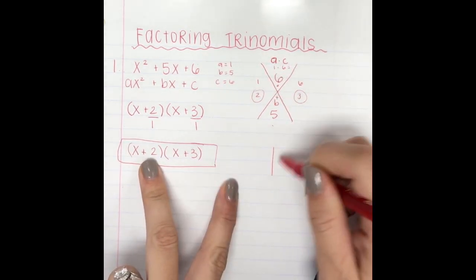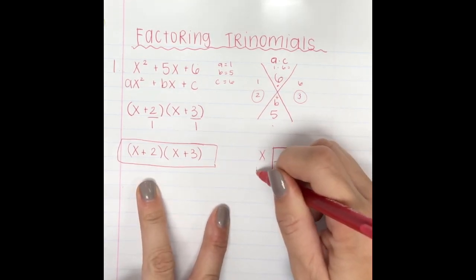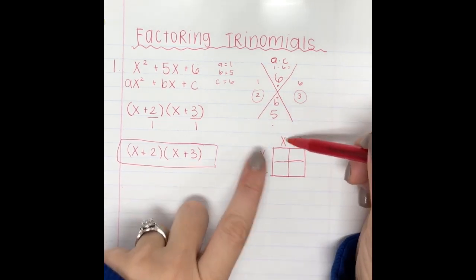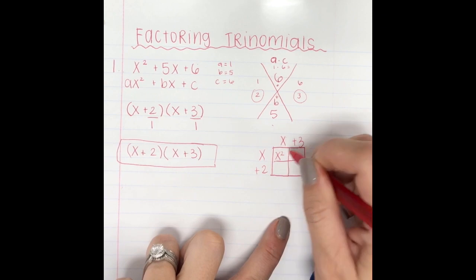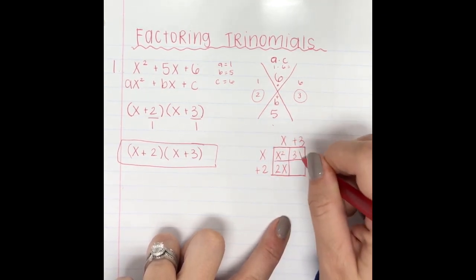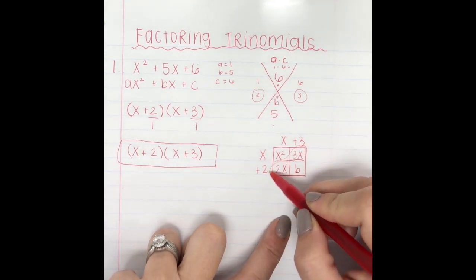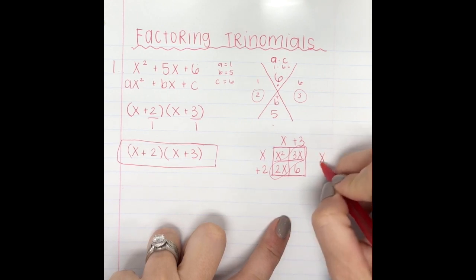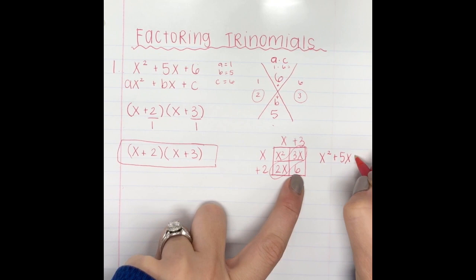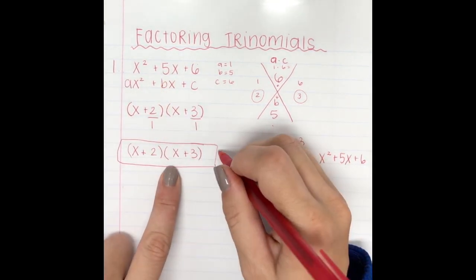If you needed to check your answer, you could draw your box and say x plus 2 times x plus 3 and check it. X times x is x squared. X times 2 is 2x. 3 and x gives us 3x. 3 times 2 is 6. These are our like terms. So we have x squared, 2x plus 3x gives us 5x, plus 6. So we got the same thing, so we know this is correct.